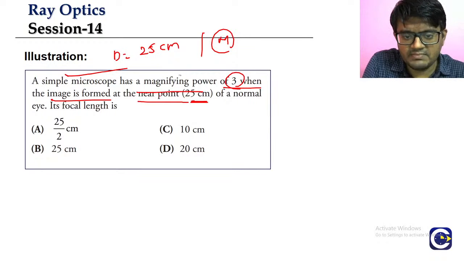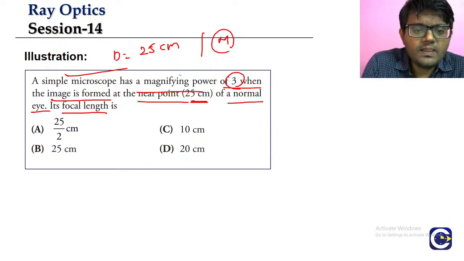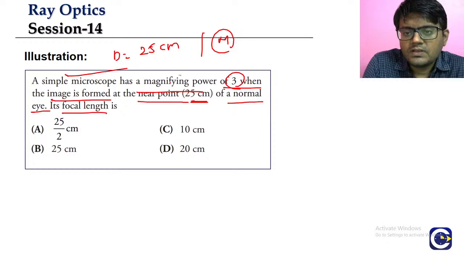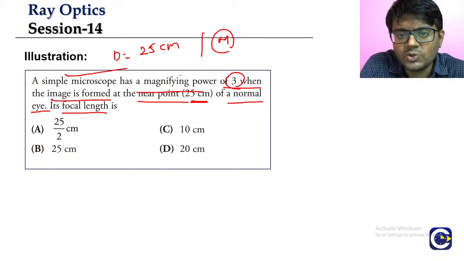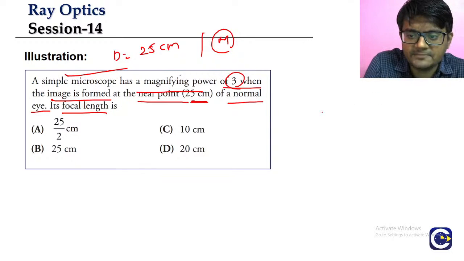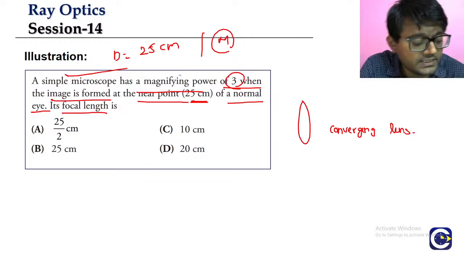The final image is formed at the near point of a normal eye. We need to find what is the focal length. We have to find what is the focal length of that. See, what does a simple microscope mean? It is just a converging lens, right? Simple microscope means just one converging lens. That is what is a simple microscope, correct? Now tell me what is the answer for this.